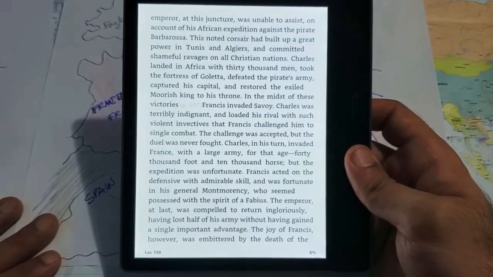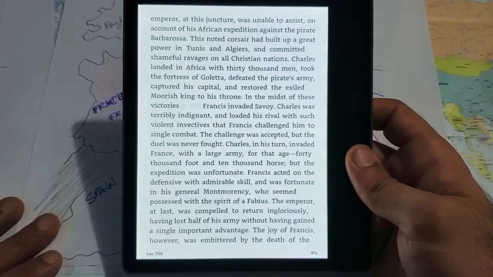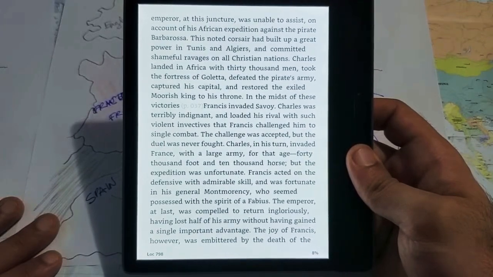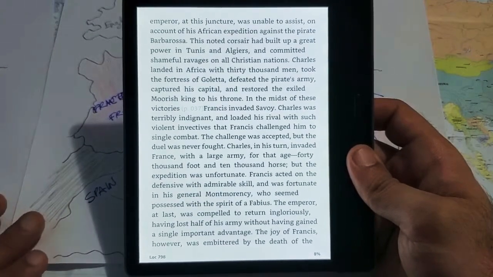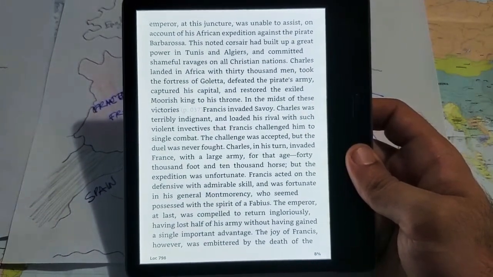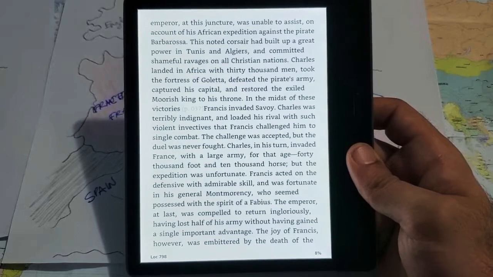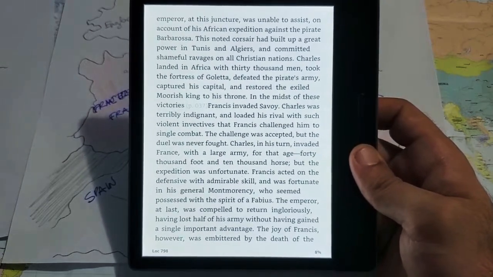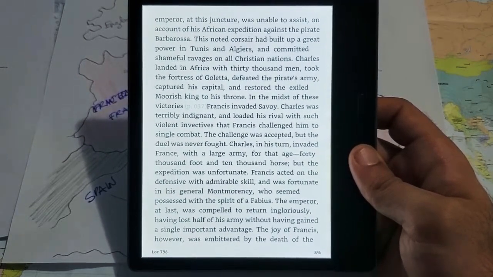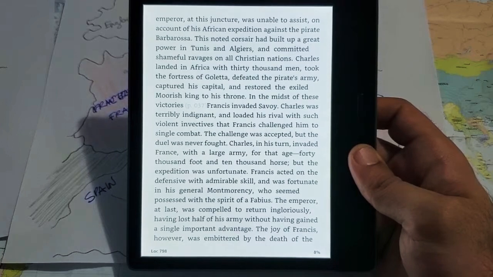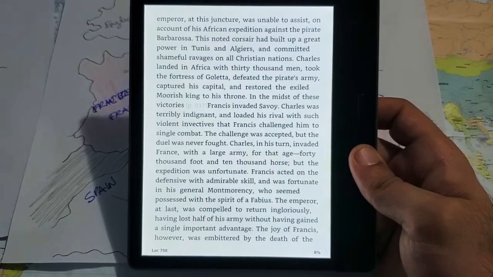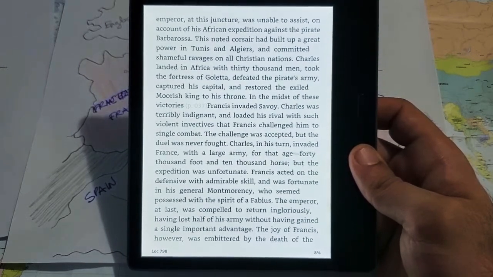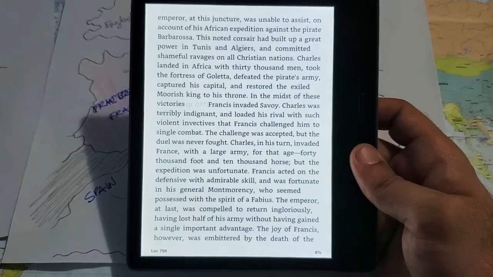Charles was terribly indignant and loaded his rival with such violent invectives, that's insults, that Francis challenged him to single combat. The challenge was accepted, but the duel was never fought. Charles, in his turn, invaded France with a large army, for that age, 40,000 foot and 10,000 horse, but the expedition was unfortunate. Francis acted on the defense with admirable skill, and was fortunate in his general Montmorency, who seemed to be possessed with the spirit of a Fabius.